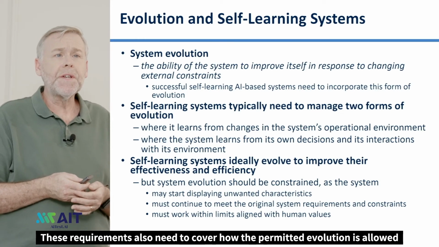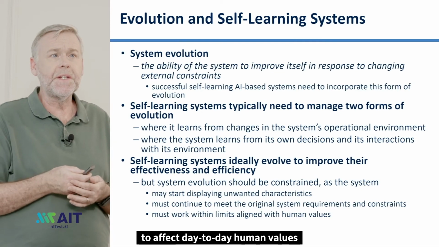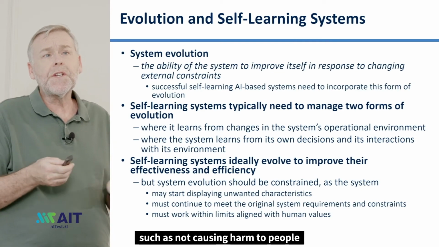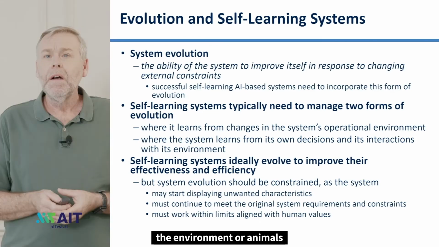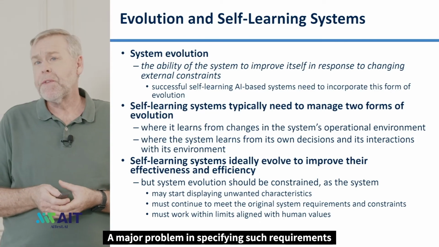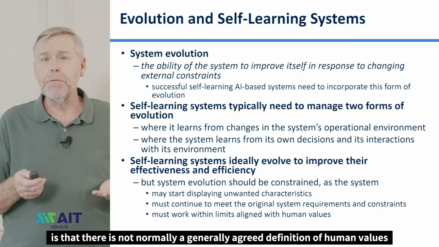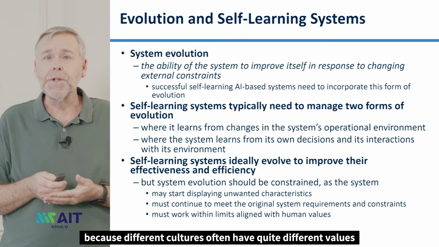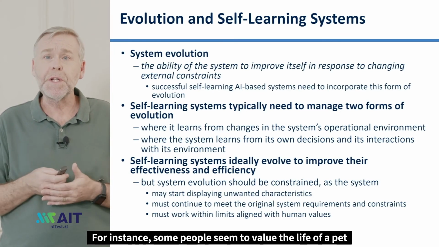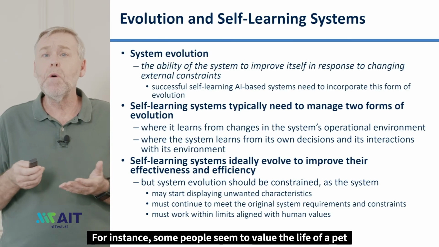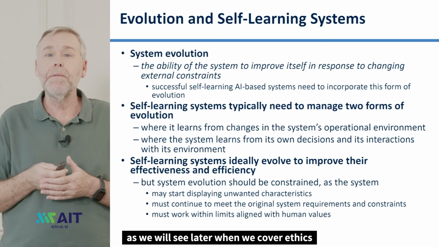These characteristics also need to cover how the permitted evolution is allowed to affect day-to-day human values, such as not causing harm to people, the environment, or animals. A major problem in specifying such requirements is that there is not normally a generally agreed definition of human values, because different cultures often have quite different values. For instance, some people seem to value the life of a pet more highly than the life of a person, as we will see later when we cover ethics.